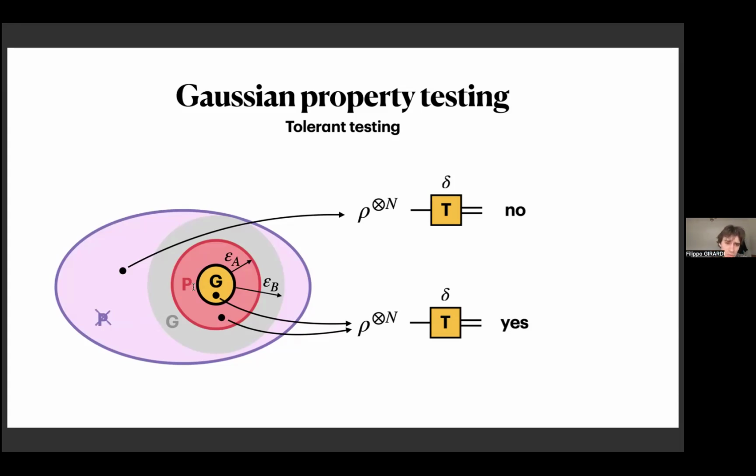So we may want to accept also states which are epsilon A close to the set of Gaussian states. Both for Gaussian states and for this epsilon A close state, we want to say yes with high probability. While for states which are at least epsilon B far from the set of Gaussian states, we want to say no. And please keep in mind that we can always decide to have epsilon A equal to 0, and therefore in that case we test exact Gaussianity. But this is a generalization that, for practical purposes, could also be interesting.